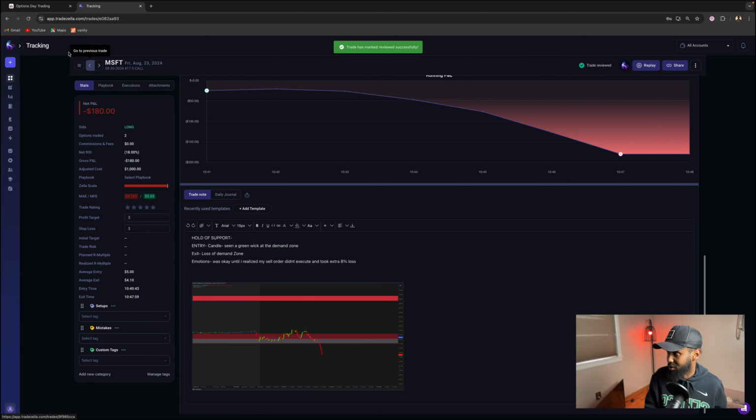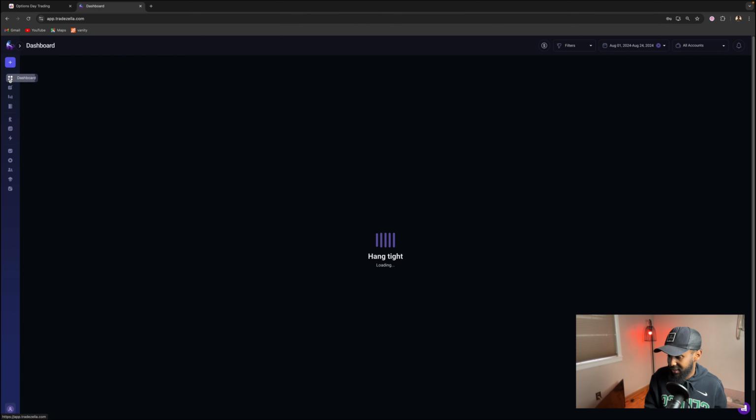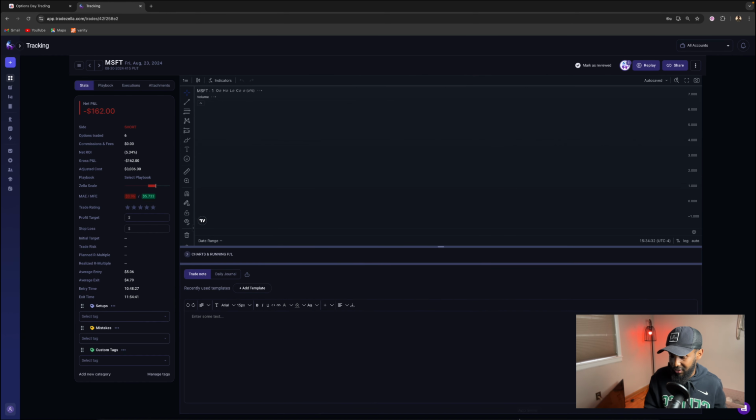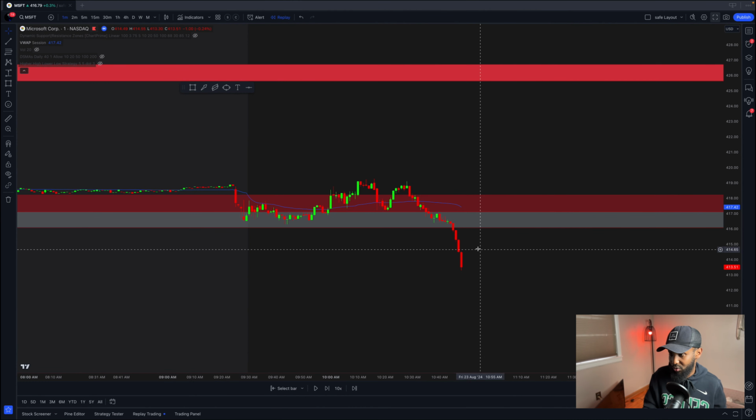And now we're going to go over our next trade, which is also on Microsoft. It was a $162 loss, and this was on Microsoft puts. I'm going to show you guys quickly what happened here and why we need to not be taking trades when we are in an emotional level where we're not in the best headspace. Sometimes the best thing to do is to take like 5 minutes away from the charts, maybe 10 minutes away from the charts, because I'll show you guys how I let my emotions dictate my next trade.